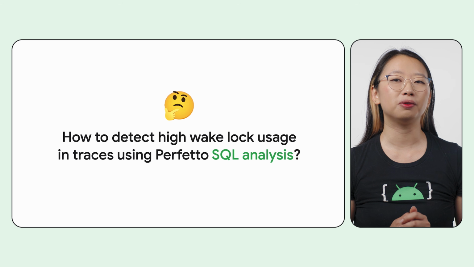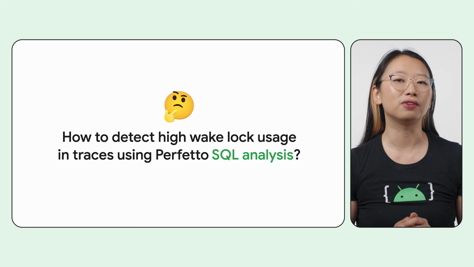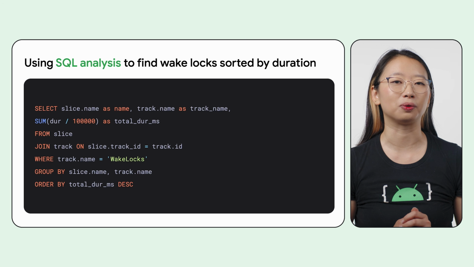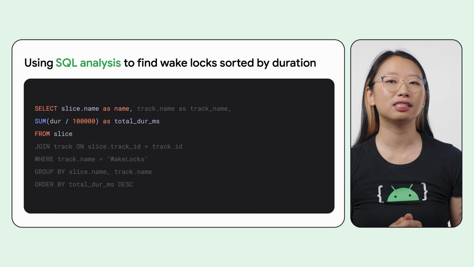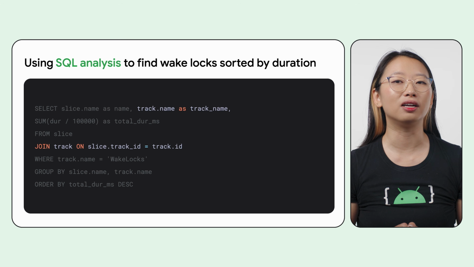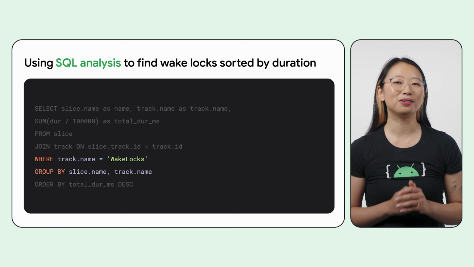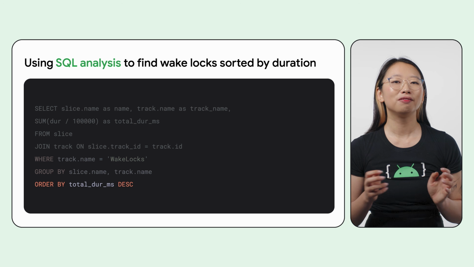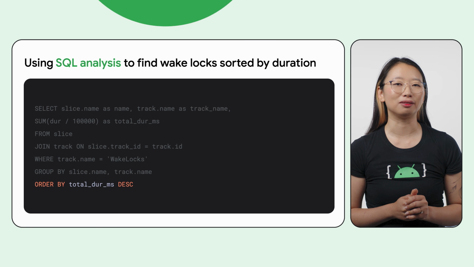So I'm going to show you a feature in Perfetto that allows me to run SQL queries to help identify problem areas faster. To find all wake locks sorted by duration, I'm going to run this particular SQL query. First, select the slice name and slice duration, converting from nanoseconds to milliseconds. Then join with track on the track ID and select the track name as well. We're going to filter by only wake locks from the track named wake locks. Finally, we'll sort by duration.